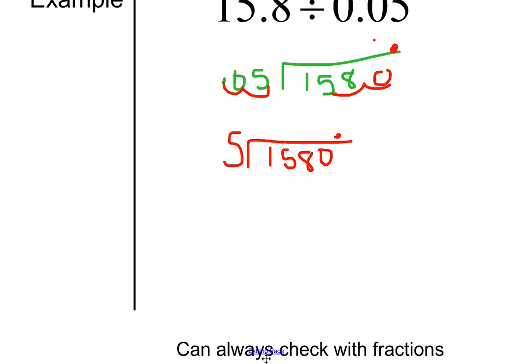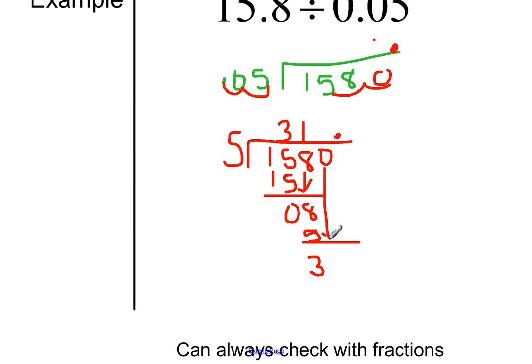So 5 goes into 15 3 times, which gives me 15. So now I bring down my 8. 5 goes into 8 once. And 5 goes into 30 6 times.